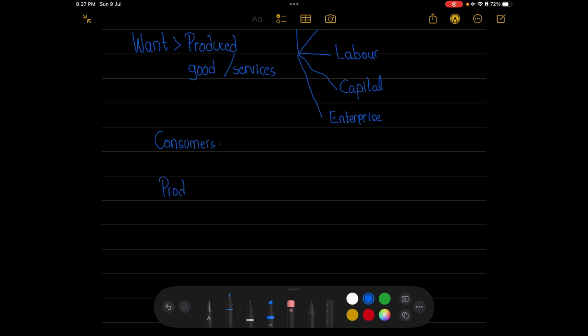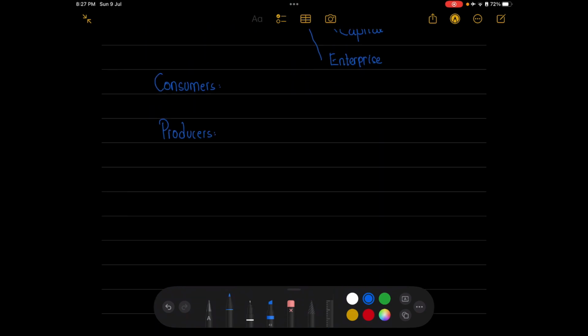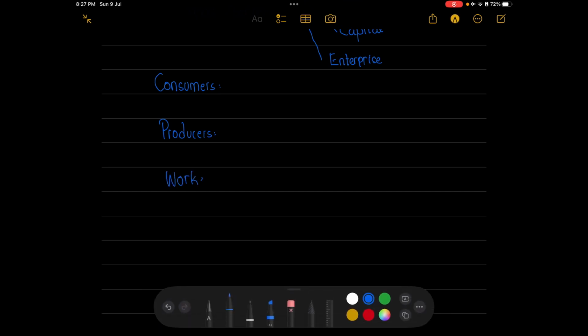Consumers, producers, workers, and governments.